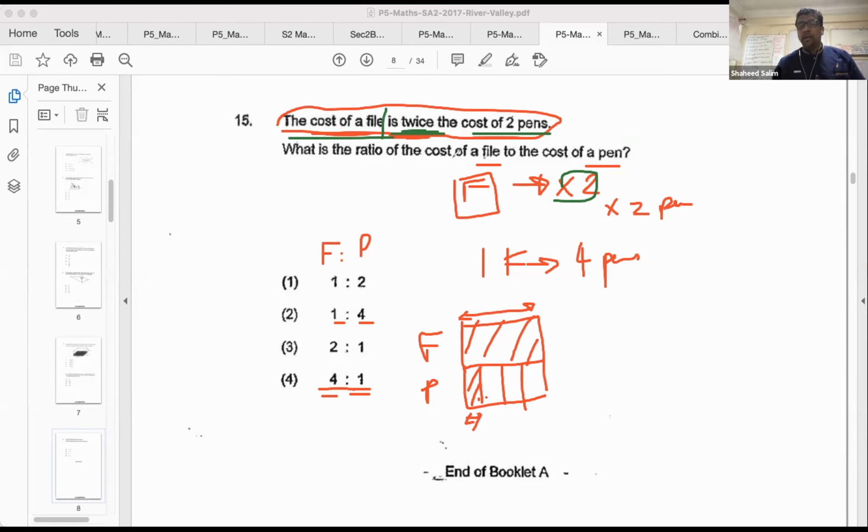Now they didn't ask you that. They say what is the ratio of 1 file and 1 pen. So 1 file is actually 4 units. 1 file, 4 units. 1 pen, 1 unit. 4:1.